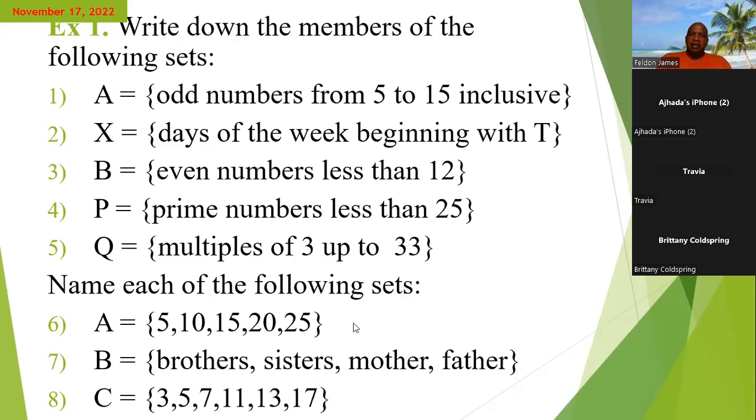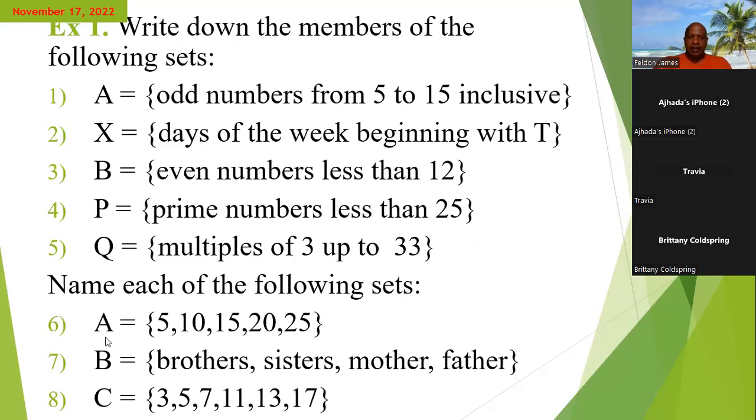Okay, do you want to attempt question 5 for us? Just list the numbers of the multiples of 3 up to 33. 3, 6, 9, 12, 15, 18, 21, 24, 27, 30. Up to 33. All right, 30. All right. Thanks much, Miss Goldsmith.